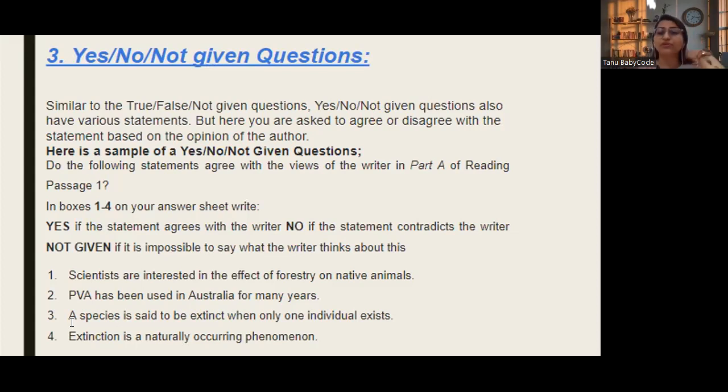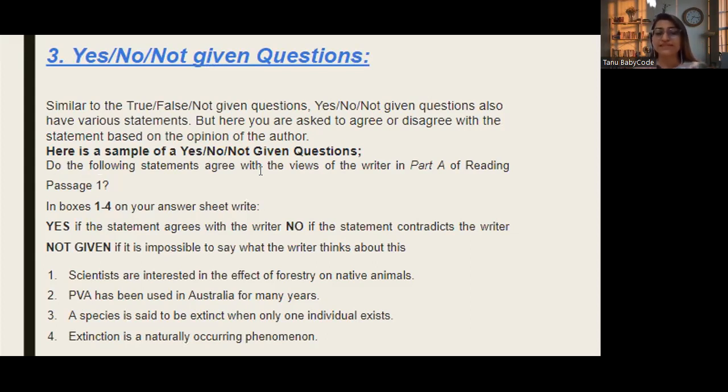But here you are asked to agree or disagree with the statement, which is based on the opinion of the author, the opinion of the writer. So you have to read the passage very carefully, and then come to the conclusion whether these statements are according to what the writer claims or not, what is opinion or not, right? So you can see a sample of the question on my screen.